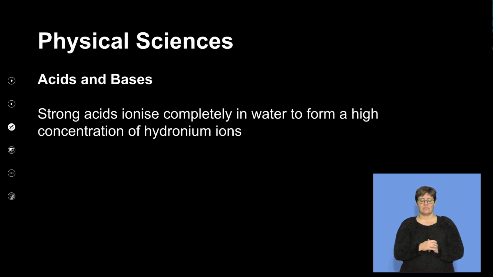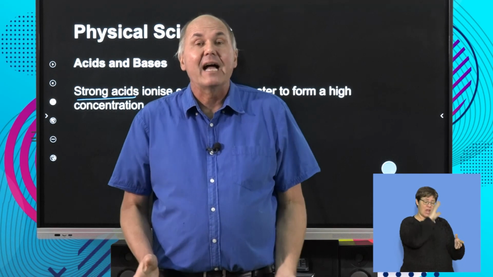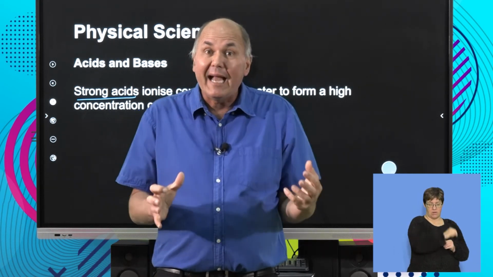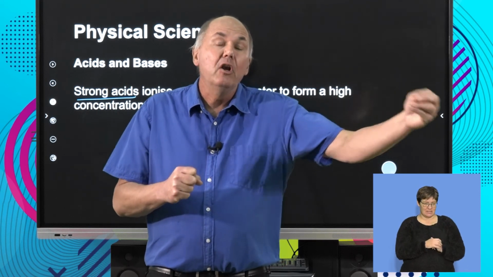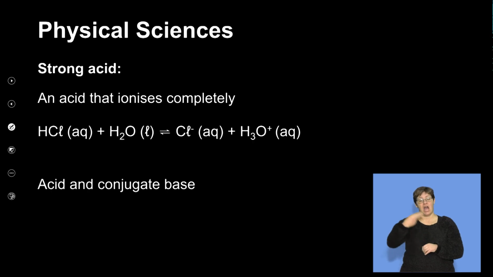Here's the thing that we do need to get into. What's the difference between a strong acid and a weak acid? Well, a strong acid ionizes completely. It has a high concentration of hydrogen ions. And a weak acid will be one that doesn't ionize completely. It will rather prefer to stay as molecules, with only a low concentration of hydrogen ions. So the pH will generally be a bit lower.